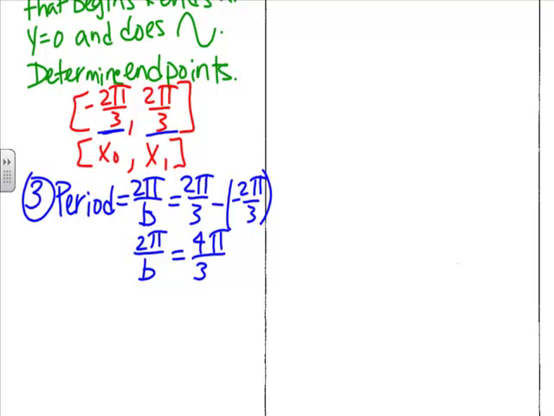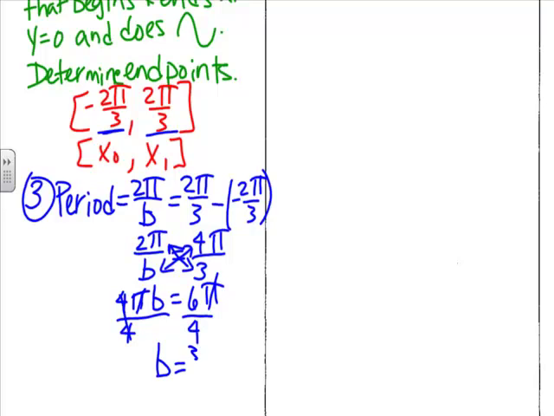So now I need to solve this thing for b, and I'm going to use cross multiplication to do that. So I get 4 pi times b is equal to 2 pi times 3, which would be equal to 6 pi. I can divide the pi's off both sides, and then to get this solved for b, I'm going to divide both sides by 4. So as it turns out, it's a little weird, but for this one, b is equal to 3/2. Okay, we're getting there.